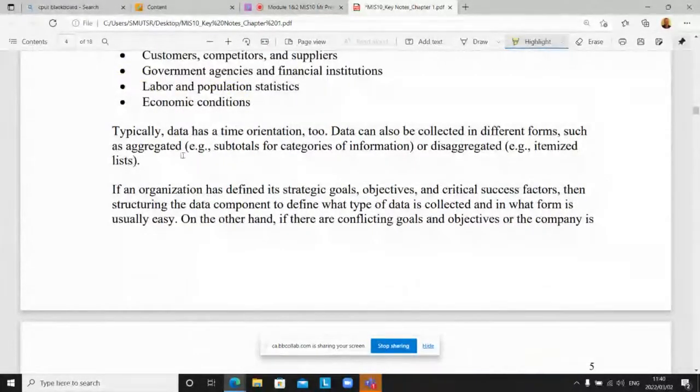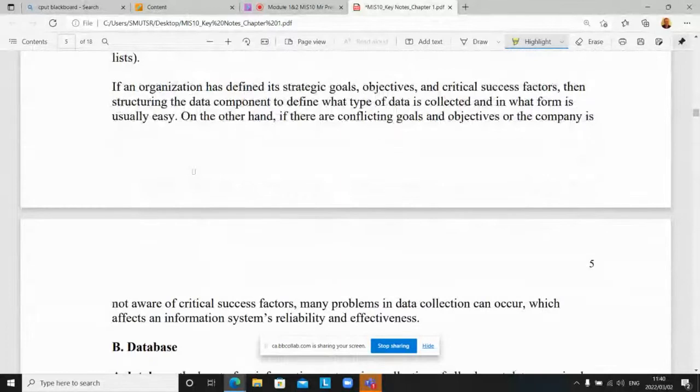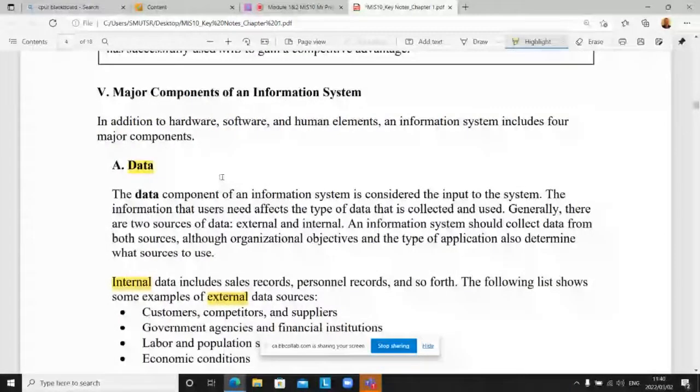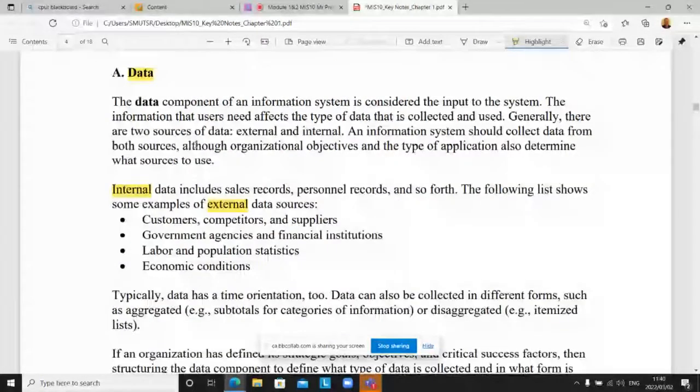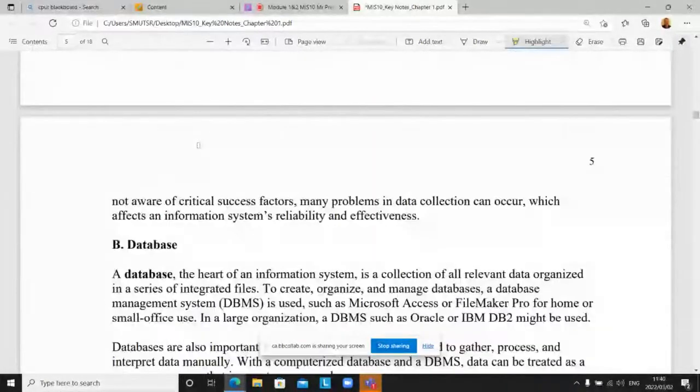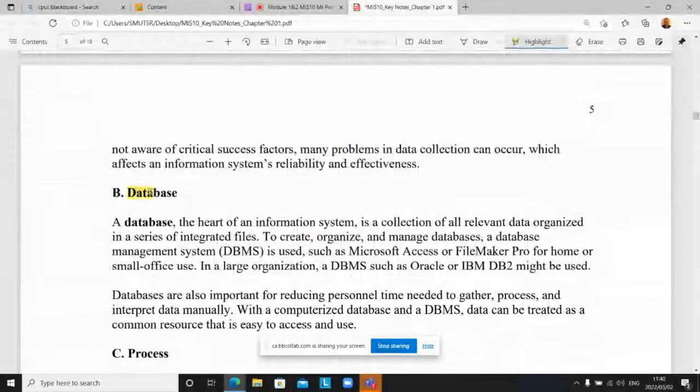Let's have a look at them. Aggregation, no. Goals, objectives, success factors. Okay, so we are talking about the major components of an information system. The first is data. The second one is a database. Now we go into this in chapter 2, so I'm not going to spend too much time on it. It's known as a DBMS.